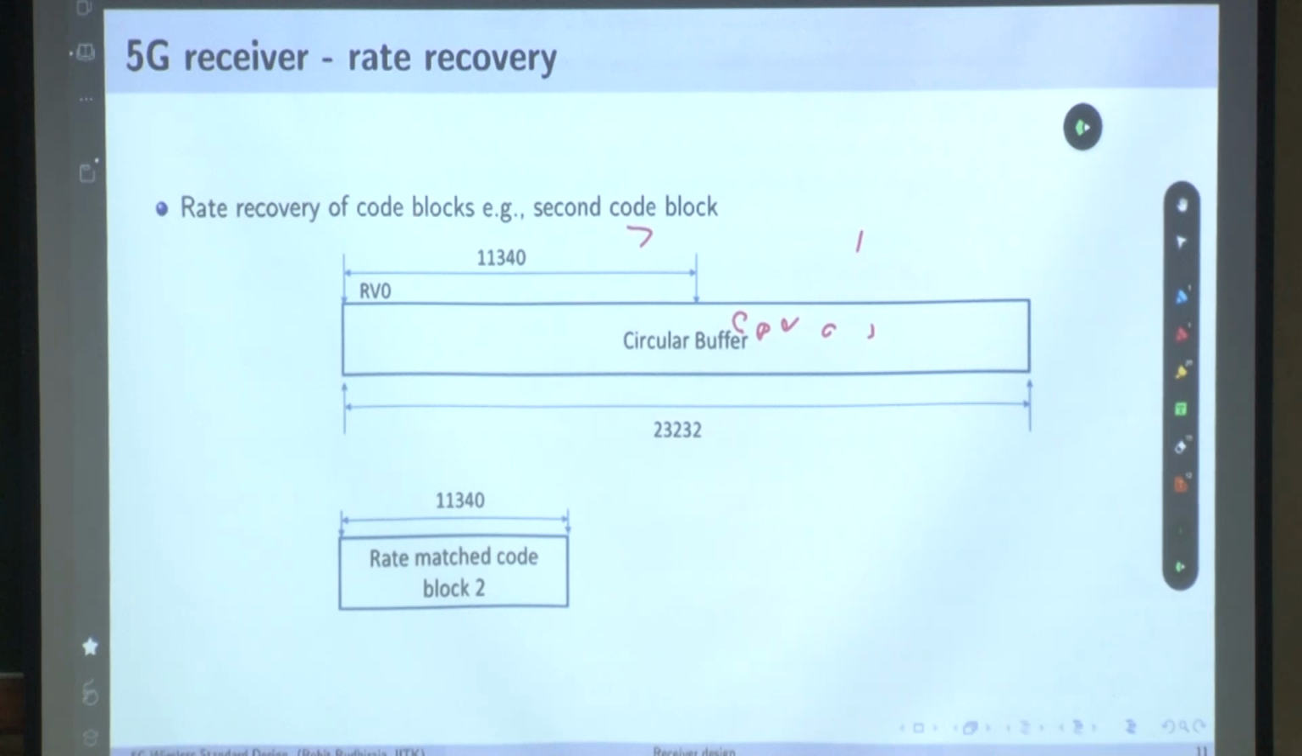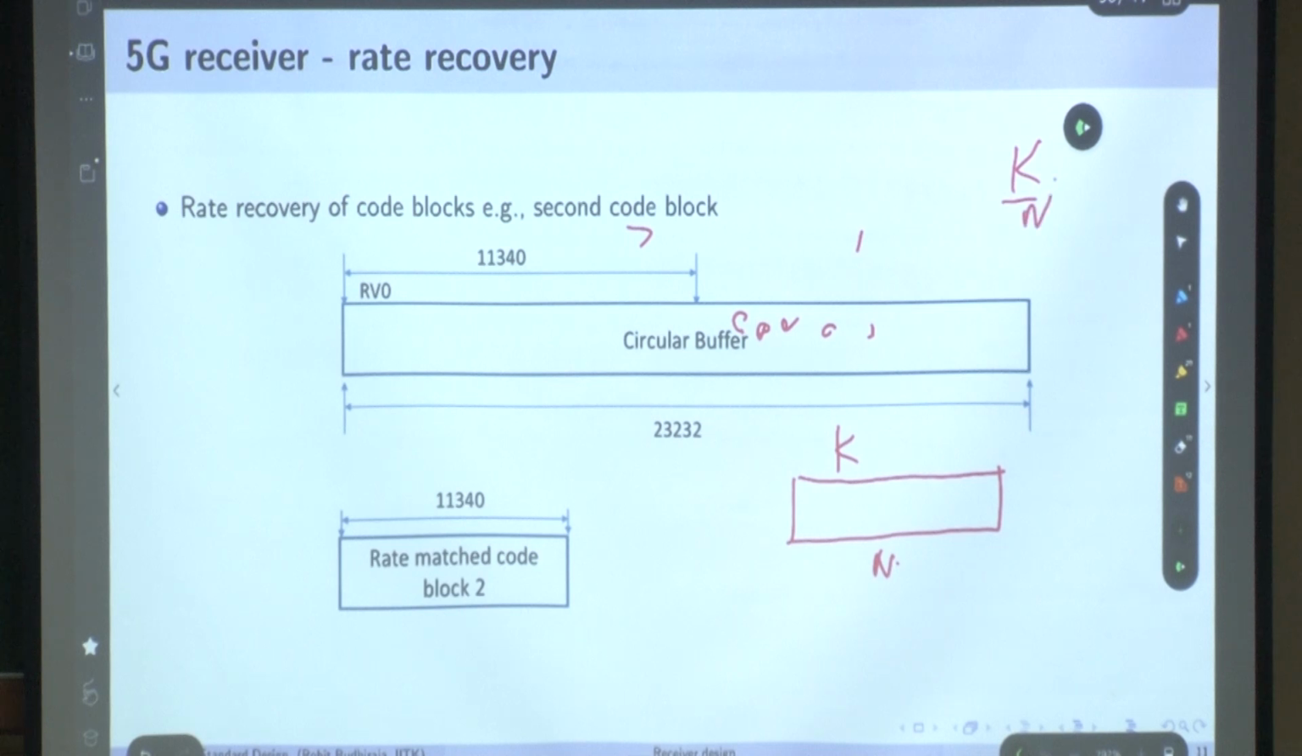What did you do when the rate was lower than 1 by 3? Your buffer is only of this length. This is N, and this is K. But you are transmitting more bits than N. So that is the rate lower than K by N. K by N is 1 by 3, but if you increase N, then the rate reduces. That is what we have learnt.